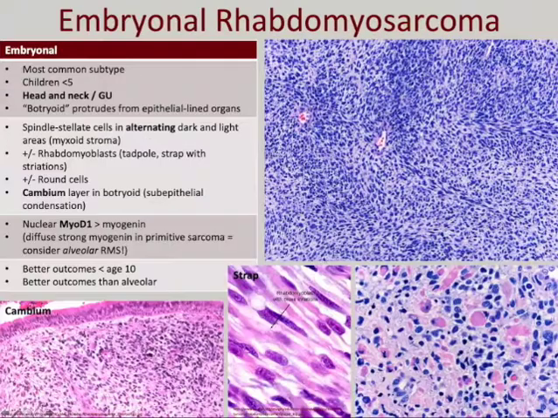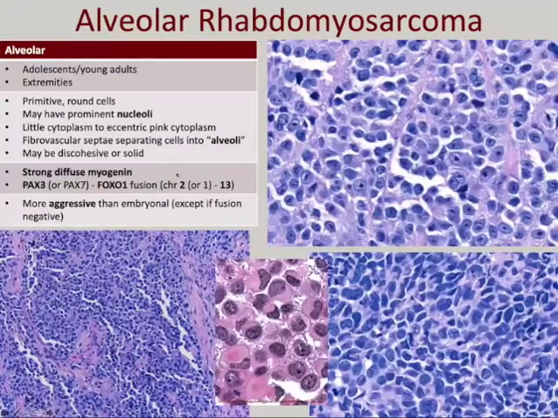Sometimes alveolar can look like this, which is more spindly and variably cellular. If you start to see diffuse strong myogenin in this, chances are it's a spindle variant of alveolar. Chances are it has the translocation. Why do I care? Because of prognosis. So the aggressivity of the fusion positives is worse than that of the fusion negatives, okay?